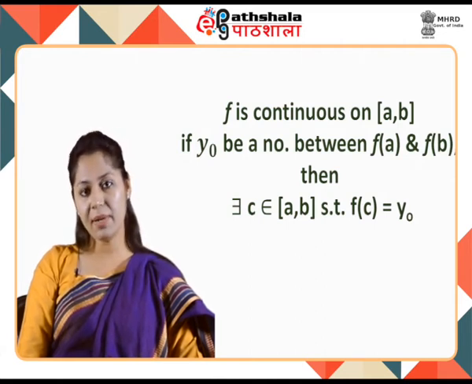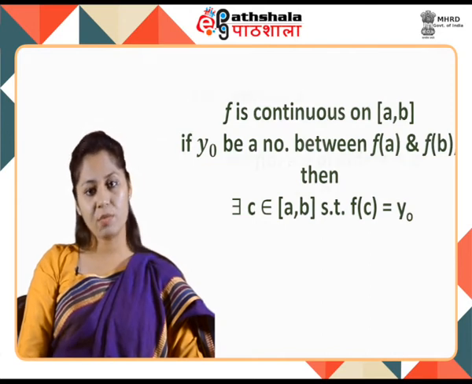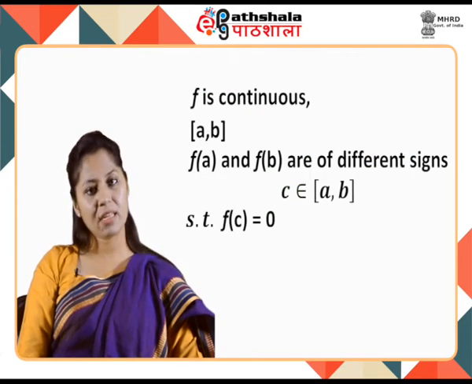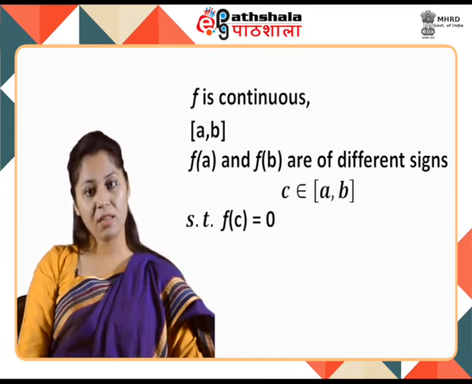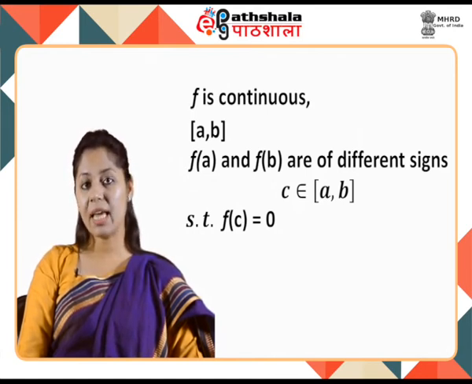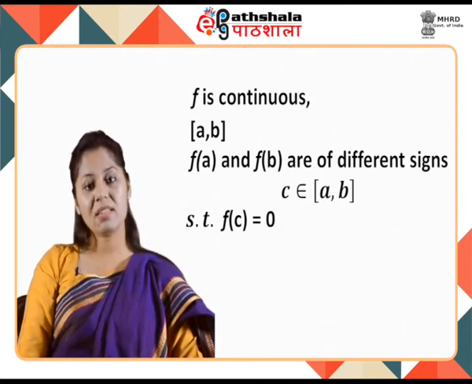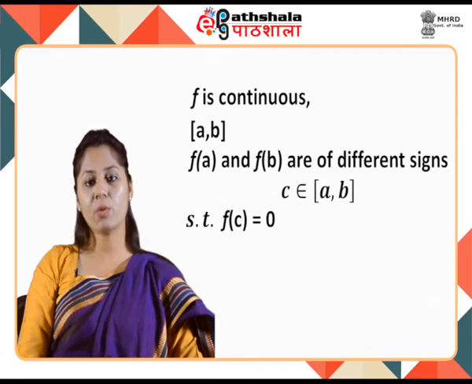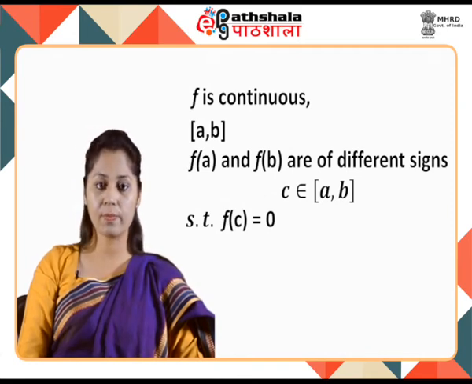A useful implication of the above theorem is in finding the roots of a polynomial of degree greater than 2. This theorem tells us that if f is continuous, then any interval [a, b] on which f(a) and f(b) are of different signs must contain at least one c such that f(c) is equal to 0.